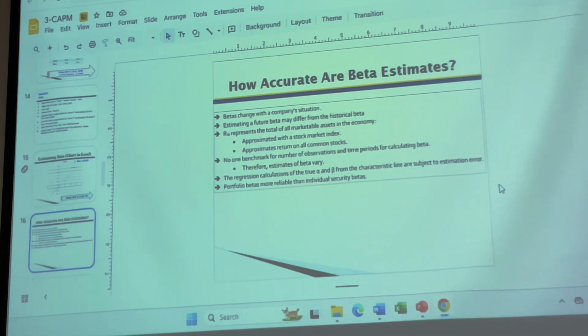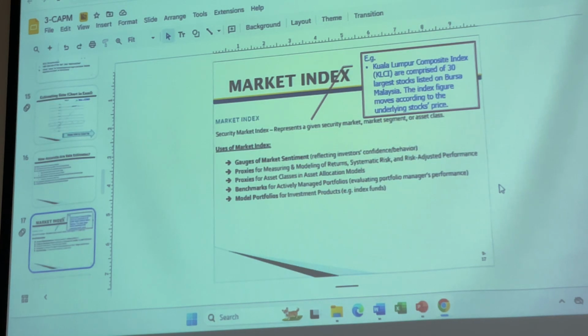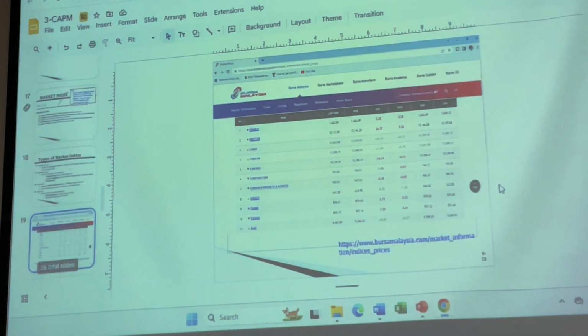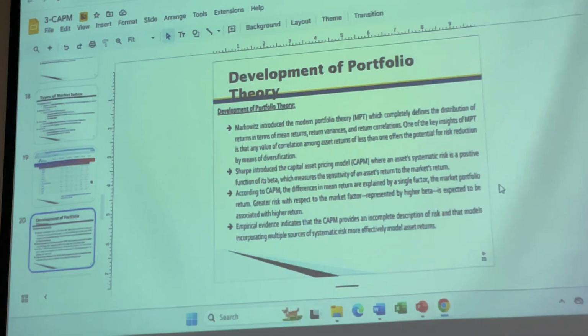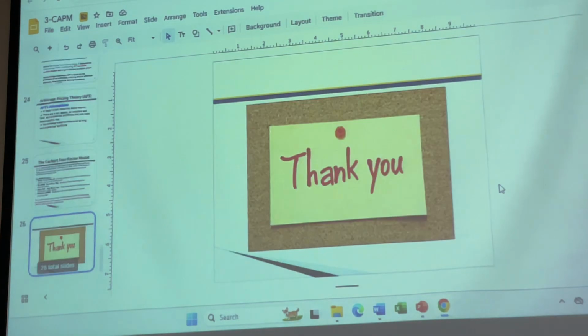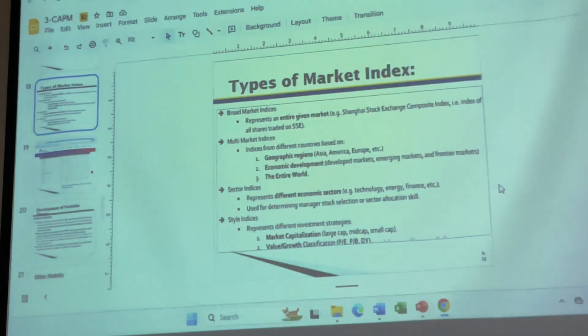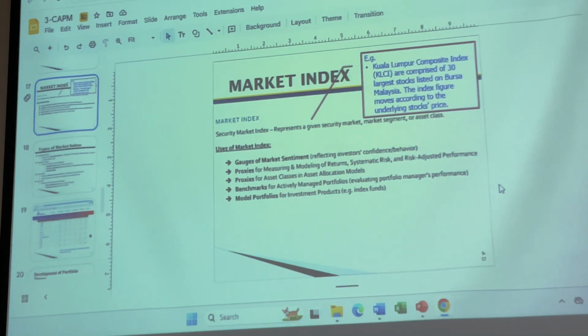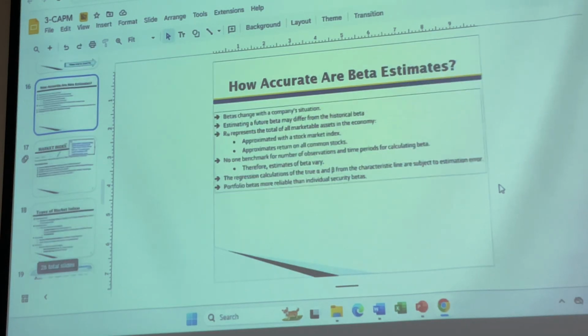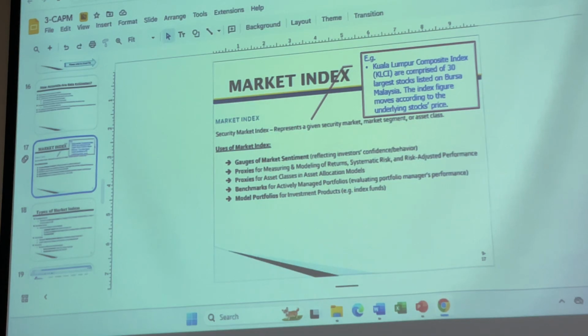16 just go through will do. It's just a theory only. And then 17 important, 18 important, and then 20 onward can skip. Okay? Can get? If cannot, please let me know. Okay?